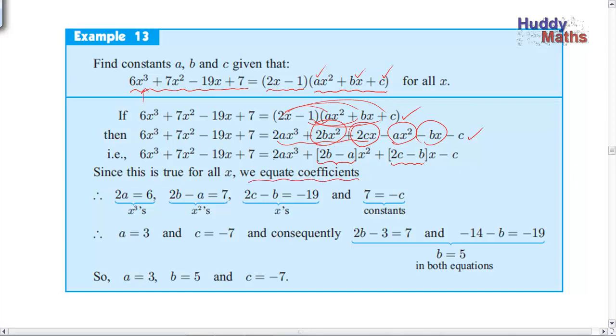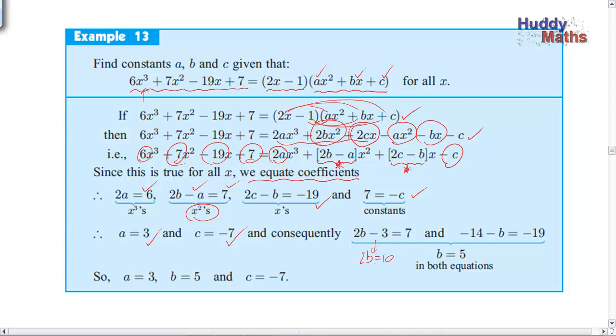Okay, so the 2a, the coefficient of x cubed, must equal 6. And then the x squareds, 2b take a over here, has to equal 7, because that's the x squared term there, and so on. So the neg 19 is going to be the same as the 2c take b over here. Okay, and then the constant down the end must be the same, so 7 equals neg c. So we can say the easy ones, 3 and neg 7, and then we're going to solve these two equations simultaneously, or, well, you don't have to actually do that, you can solve it here.